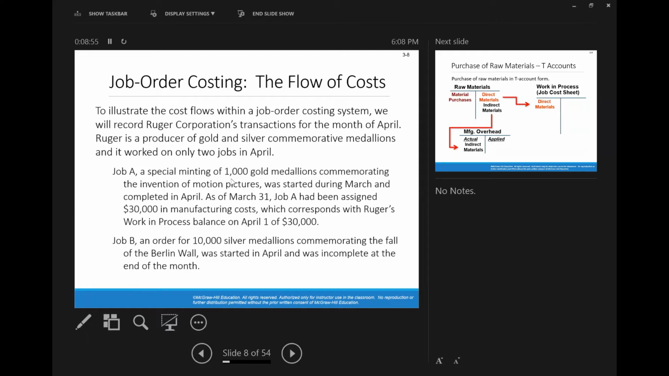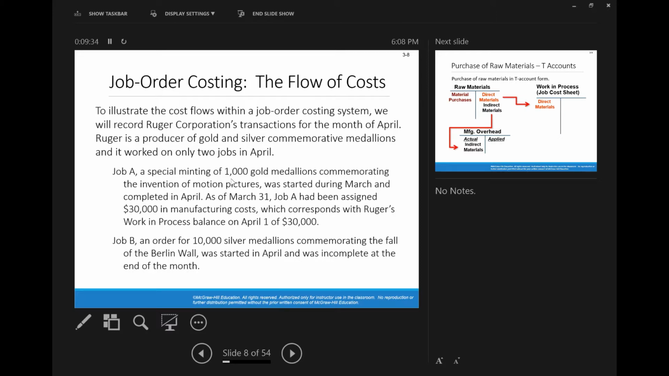As of March 31, job A had been assigned $30,000 in manufacturing costs, which corresponds with Rugger's work in process balance on April 1 of $30,000. Okay, so we have that $30,000 that they say is in work in process. So we need to look to see when did the direct materials come out and all that stuff. So we're going to look at that on the next slide to show in work in process. Okay, then it says job B, in order for 10,000 silver medallions commemorating the fall of the Berlin Wall, was started in April and was incomplete at the end of the month.